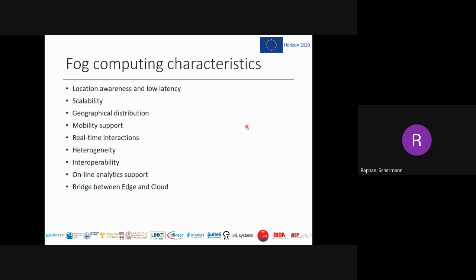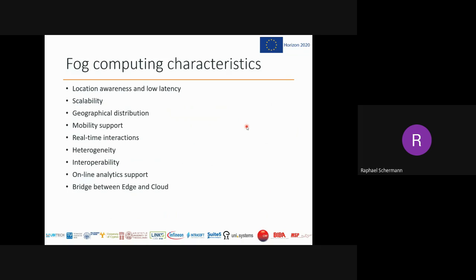The next slide is about fog computing characteristics. I will go shortly through an overview of these characteristics. The first one that fog computing is providing is location awareness and low latency. That means fog computing supports location awareness, in which fog nodes can be deployed in different locations. And in addition, as I already mentioned, it's closer to the end devices, to the edge layer, and it therefore provides lower latency when processing the data of the end devices.